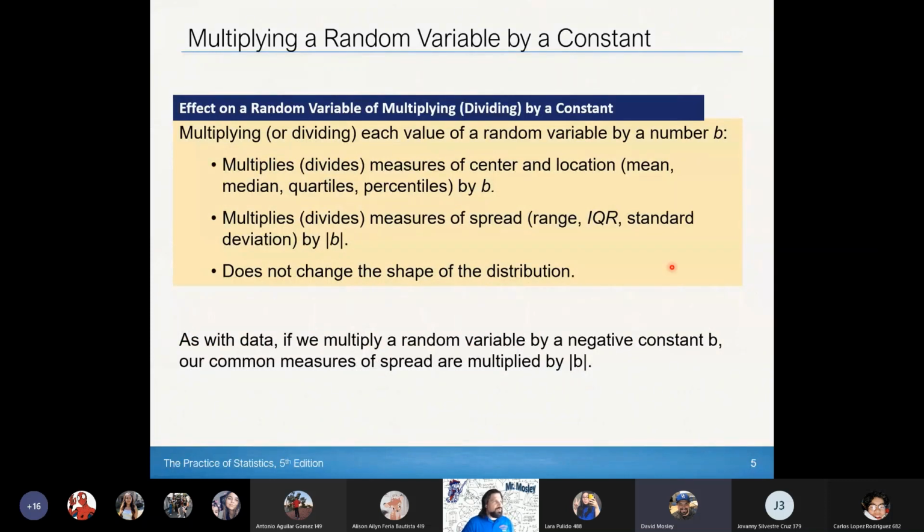So, the effect on a random variable of multiplying or dividing by a constant: multiplying or dividing each value of a random variable by a number B multiplies or divides the measures of center and location, mean, median, quartiles, percentiles, by B, and multiplies or divides measures of spread, range, IQR, standard deviation, by the absolute value of B. It does not change the shape. As with data, if we multiply a random variable by a negative constant B, our common measures of spread are multiplied by the absolute value of B.